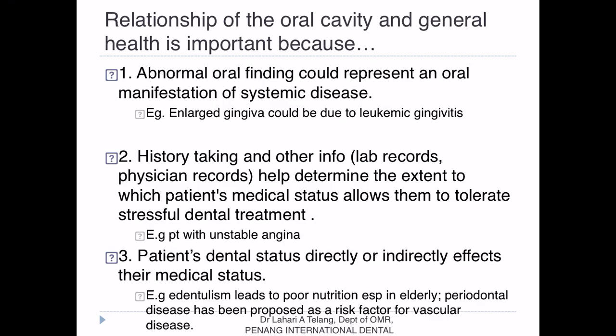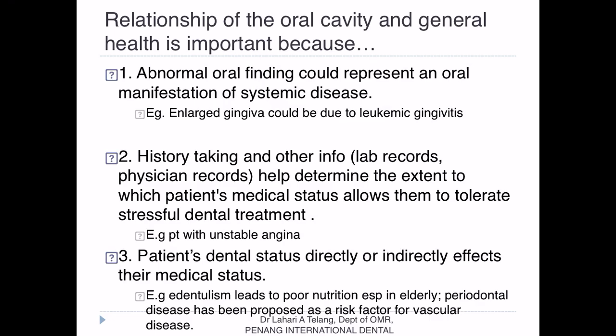Next, history taking and other information, for example lab records and physician records, help determine the extent to which the patient's medical status allows them to tolerate stressful dental treatment. That is, let's say you have a patient who is having unstable angina. History taking becomes very important in this sort of case, because the chair position, the length of treatment, and how the patient is able to tolerate stressful dental appointments, maybe a painful extraction or even a minor oral surgery, all depend on the medical condition of the patient at that particular point in time during treatment.